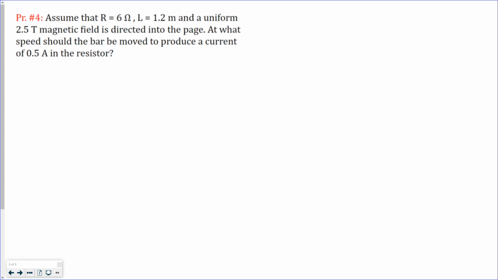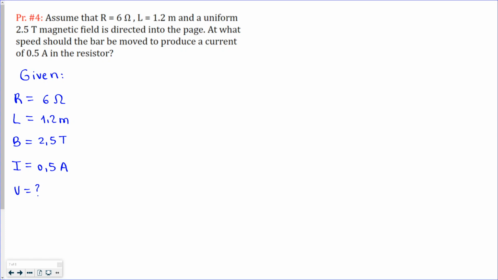Now next, the final problem. So here again, let's write the givens. What we have is the resistance, 6 ohms, and the length of the conductor, 1.2 meters, and we have a uniform magnetic field of 2.5 Tesla. At what speed should the bar be moved to produce a current? We know the current is 0.5 amperes in the resistor, and we're asked to find the speed.